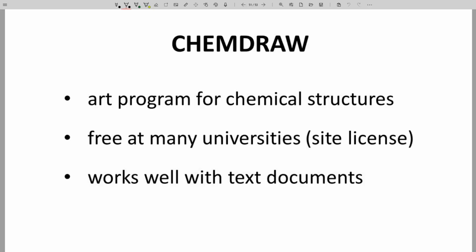There is one more important idea that we haven't discussed. That is the inclusion of chemical structures in our document. To do this, we'll use a program called ChemDraw. Many universities have licenses to provide students with free access to ChemDraw. ChemDraw is essentially an art program that allows one to quickly draw molecules.